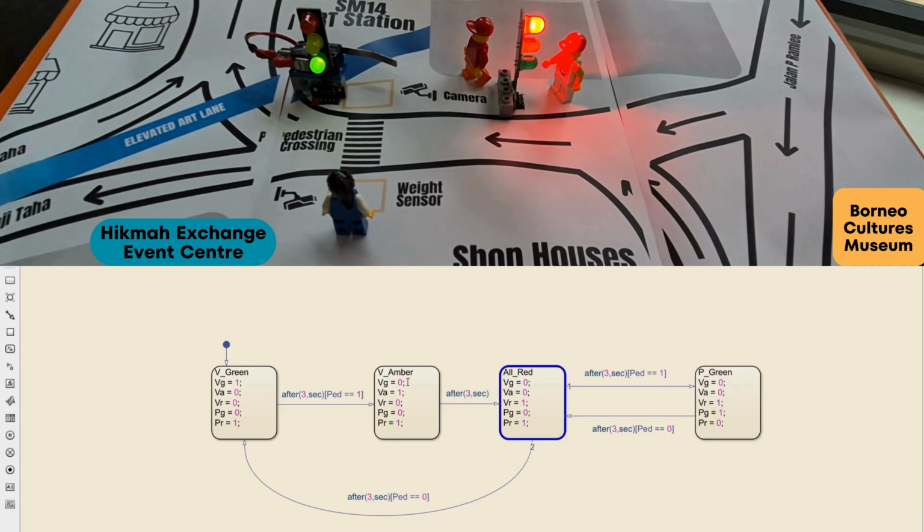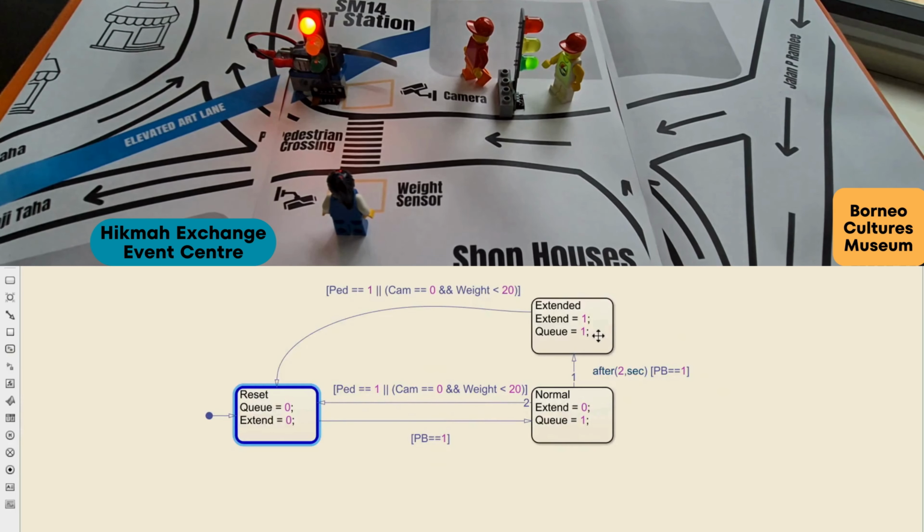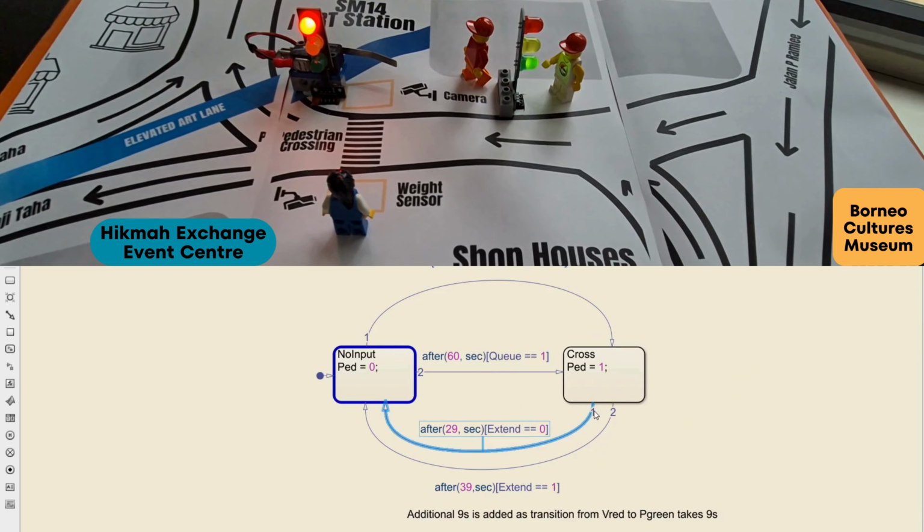So it stays in pedestrian green for quite a while. Now let's tone down the simulation pacing back to 1. Now it goes back to vehicle green as the pedestrian has crossed, which has a crossing time of the normal one, which is 20 seconds, with 9 additional seconds as transition time for V red to V green.